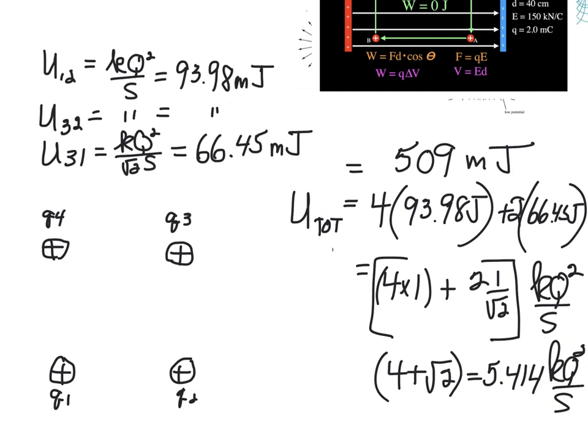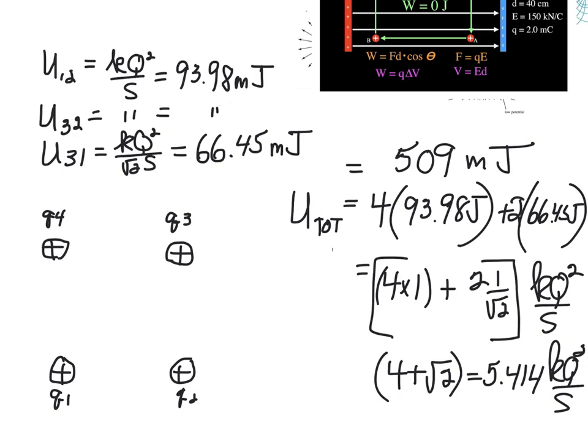So here's the calculation. There's 4 of these and 2 of these, because there's 2 cross charges. And when you calculate it, you get 509 millijoules. That's for the charge that I'm using, which is just 1.12. So you're going to have a different number. Most likely your charge is larger and the amount will be larger.